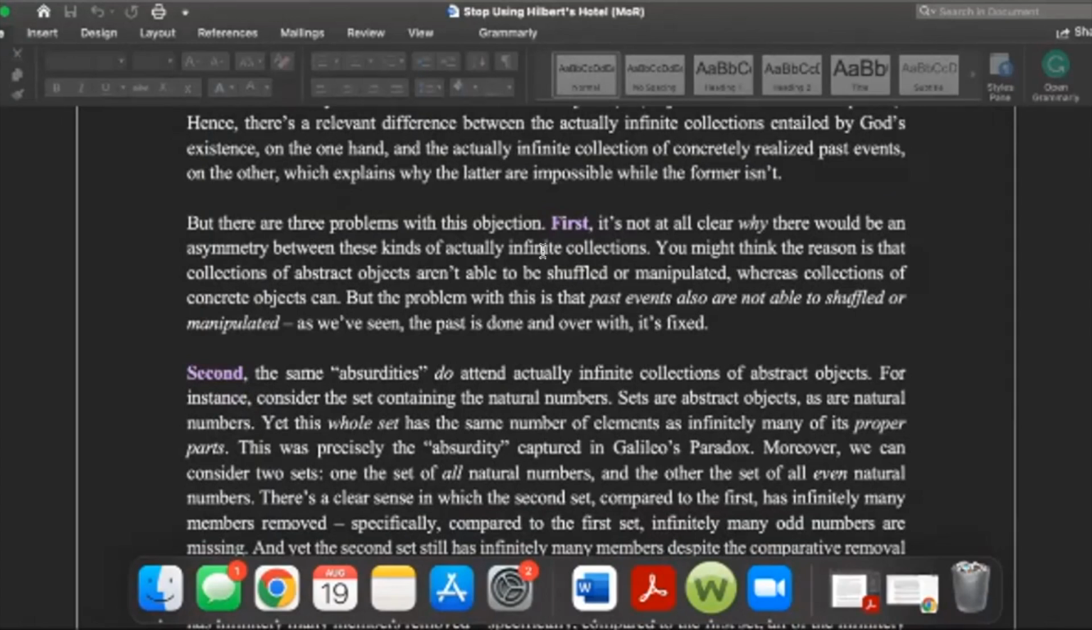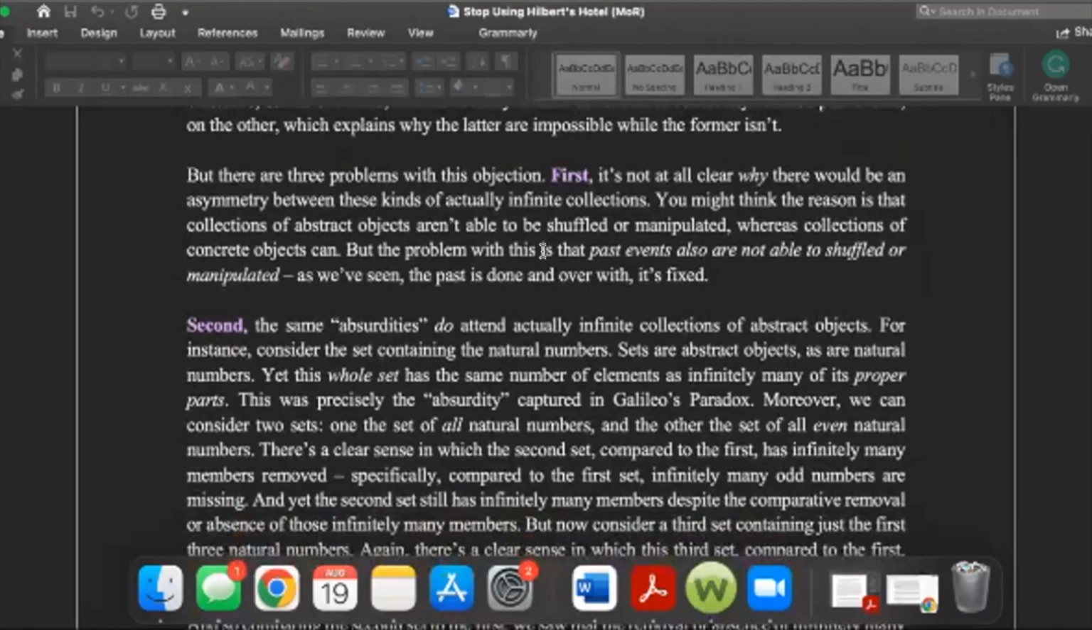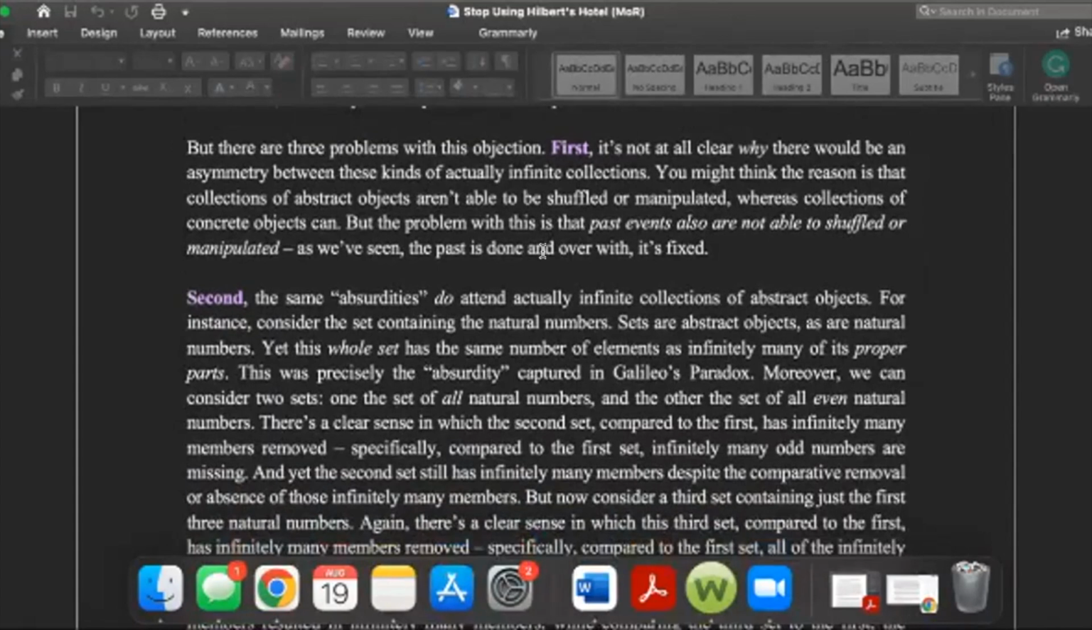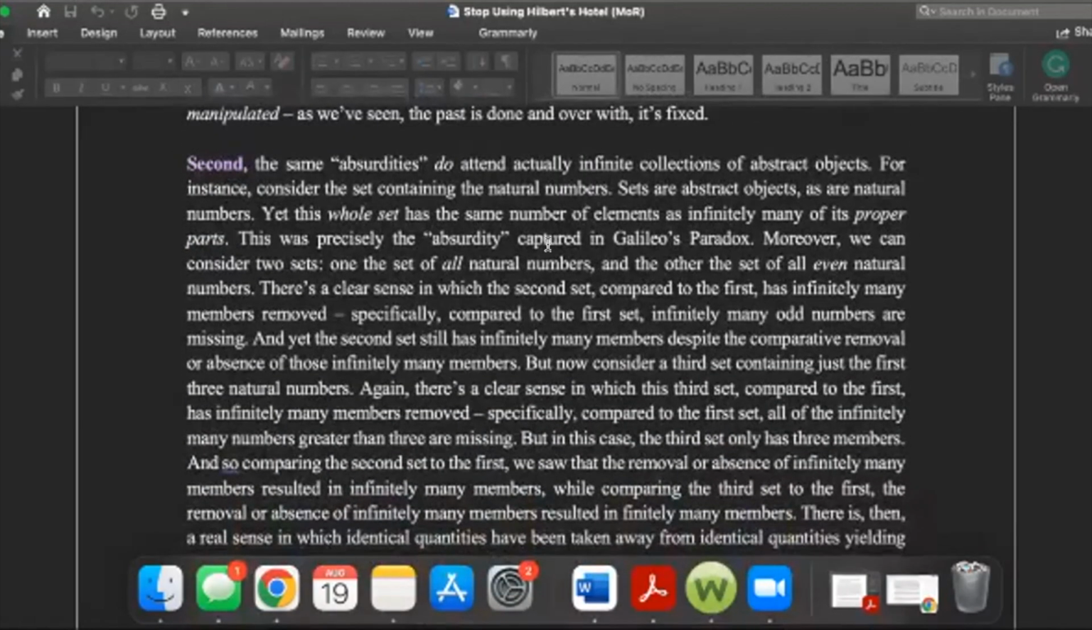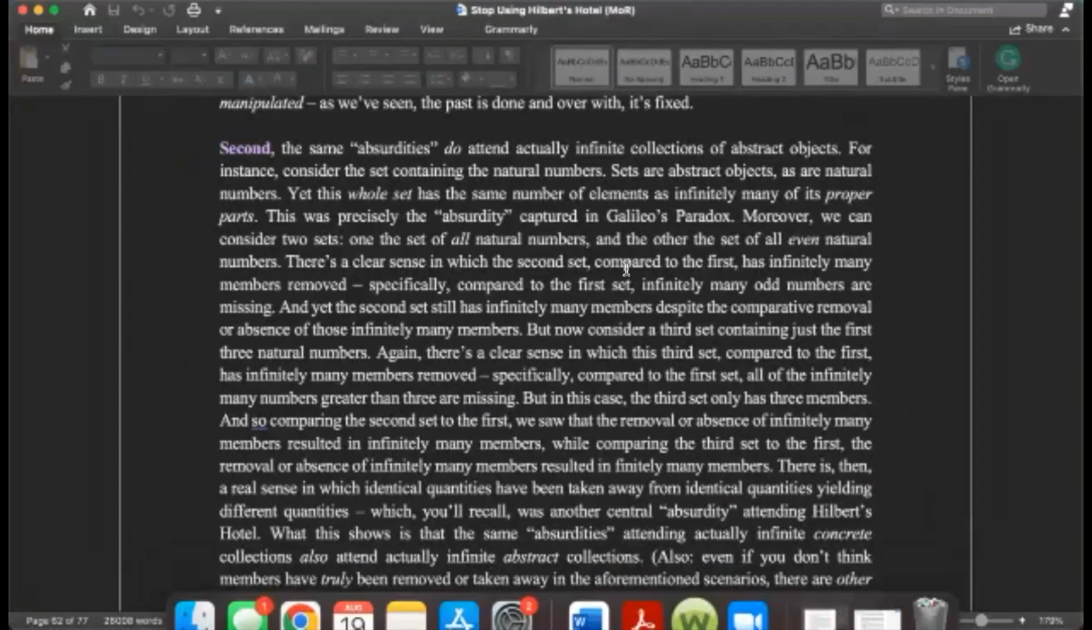Moreover, we can consider 2 sets. One, the set of all natural numbers, and the other the set of all even numbers. There's a clear sense in which the second set, compared to the first, has infinitely many members removed. Specifically, compared to the first set, infinitely many odd numbers are missing. And yet the second set still has infinitely many members despite the comparative removal or absence of those infinitely many members. But now consider a third set containing just the first 3 natural numbers. Again, there's a clear sense in which this third set, compared to the first, has infinitely many members removed. Specifically, compared to the first set, all of the infinitely many numbers greater than 3 are missing. But in this case, the third set only has 3 members.